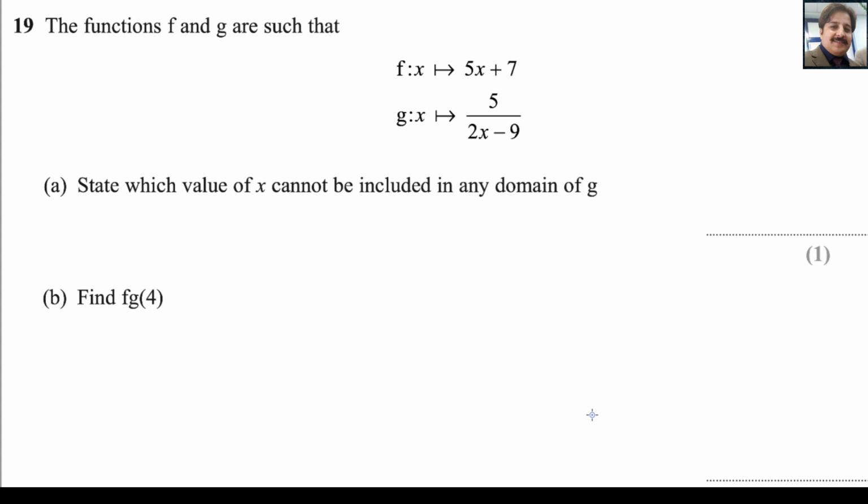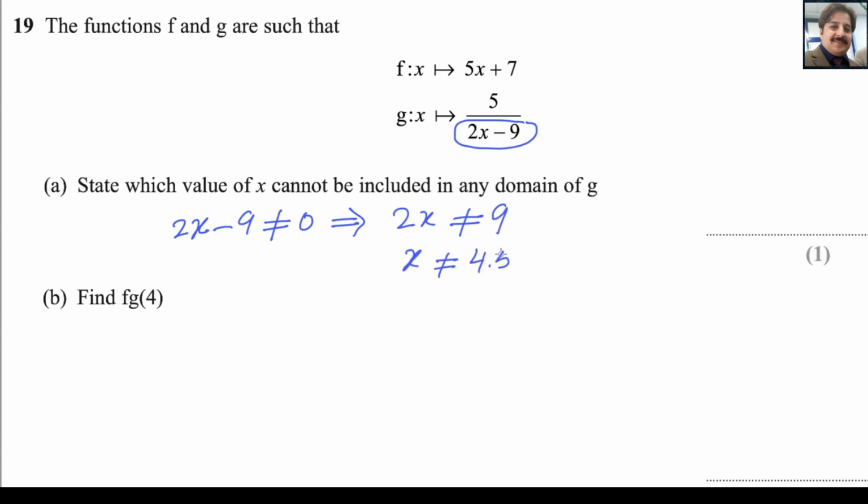The functions f and g are such that f of x is 5x plus 7, g of x is 5 over 2x minus 9. First part, state which value of x cannot be included in any domain of g. We know that domain is the values of x, and the denominator cannot be equal to 0 in any fraction. So to get the answer for this part, you must put 2x minus 9 should not equal 0. From here you will get the value for 2x, 9 goes to the other side, 2x is not equal to 9, and the value of x should not be equal to 4.5.